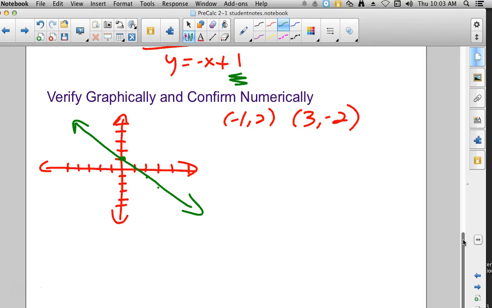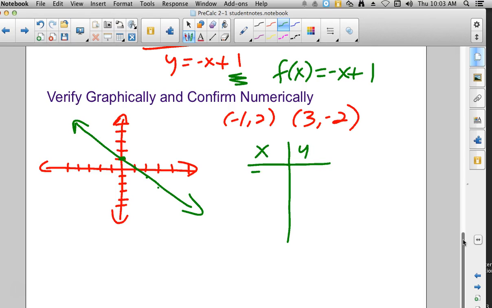But confirming numerically means, hey, if you said this is your formula, and let me rewrite this as f of x. If you're saying that's your formula, when we put negative 1 in there, we better get a 2 back. And when we put 3 in there, we better get a negative 2. So verifying numerically just means plugging it in. So this would be 1 plus 1, which is 2, and negative 3 plus 2, which is negative 2. Yeah, we verified it numerically. It definitely works. So I wouldn't have had to write this version out right here.